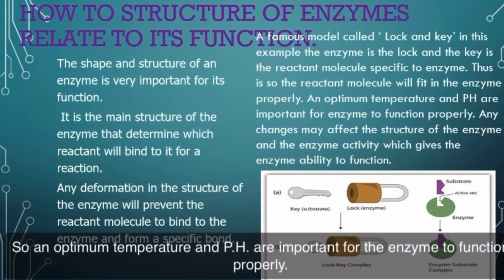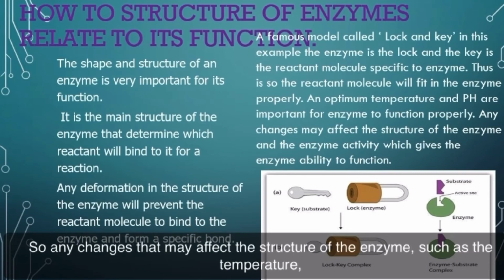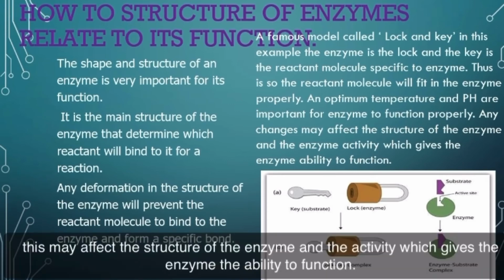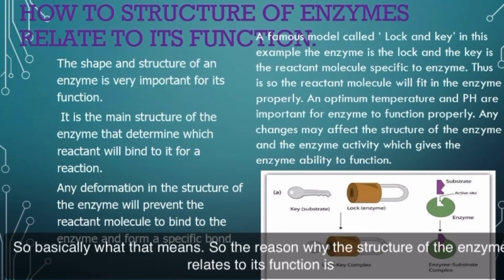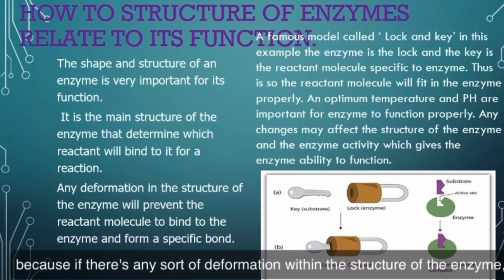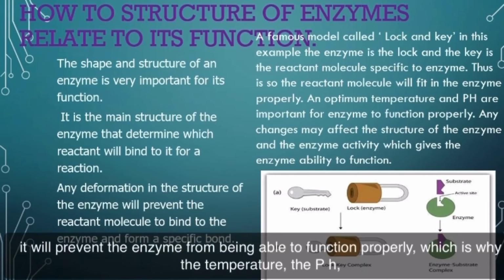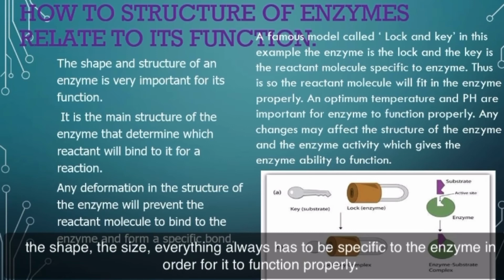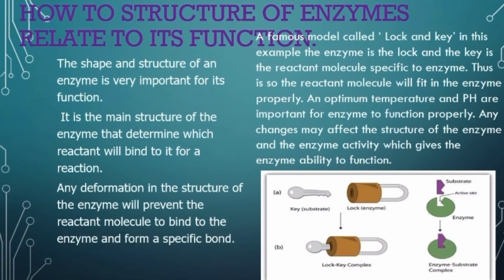An optimum temperature and pH are important for the enzyme to function properly. Any changes, such as the temperature, may affect the structure of the enzyme and its activity, which gives the enzyme the ability to function. Basically, the reason why the structure of the enzyme relates to its function is because if there's any sort of deformation within the structure of the enzyme, it will prevent the enzyme from being able to function properly, which is why the temperature, the pH, the shape, the size, everything always has to be specific to the enzyme in order for it to function properly.